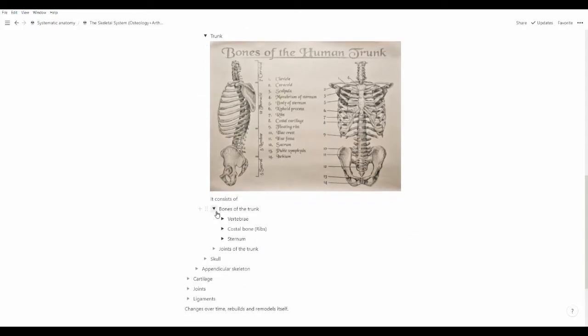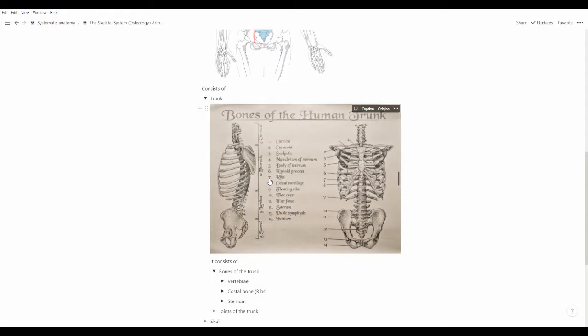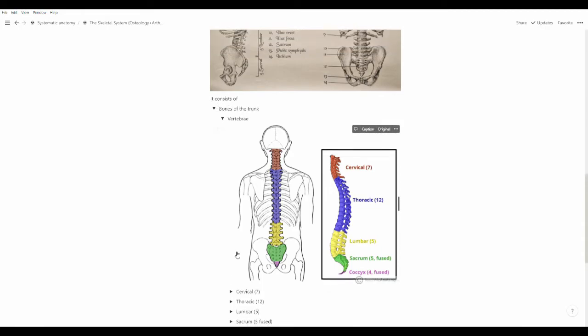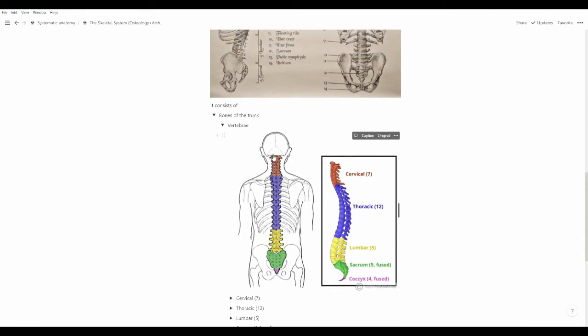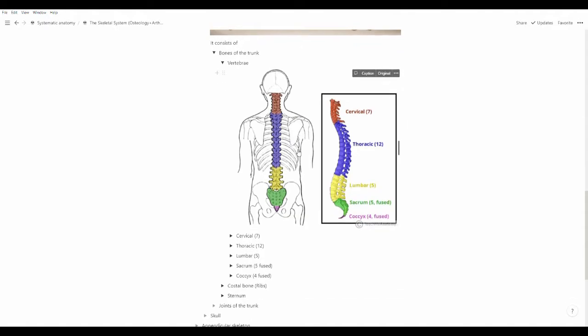If we go deeper into the bones of the trunk, we find out that they're divided into three major bones, I'd say. We have the vertebrae, we have the costal bones, and we have the sternum. The vertebrae, the first one, is the backbone of the body and of the trunk. So here's a picture of the vertebrae, which I will be starting with. The vertebrae look something like this, and they're divided into five minor parts.